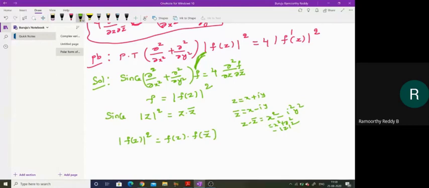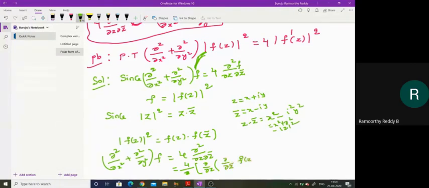Is it clear? Now you compare with the above: ∂²/∂x² plus ∂²/∂y² of f equal to 4 times ∂²/∂z∂z̄ of f. Now it is 4 into ∂/∂z of ∂/∂z̄ of f, where your f is nothing but f(z) into f of z conjugate, right? Now it is clear.